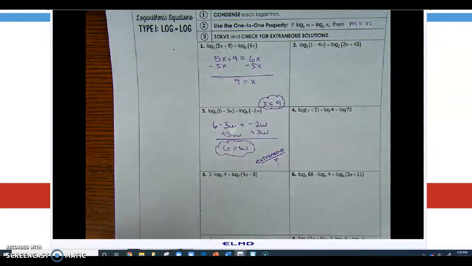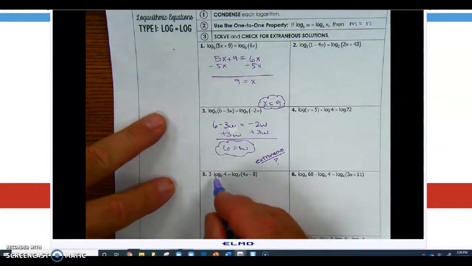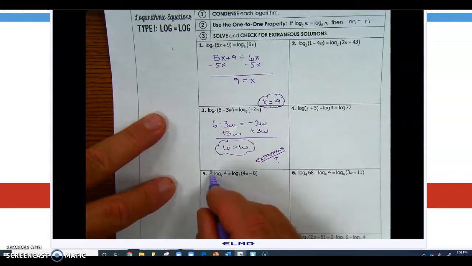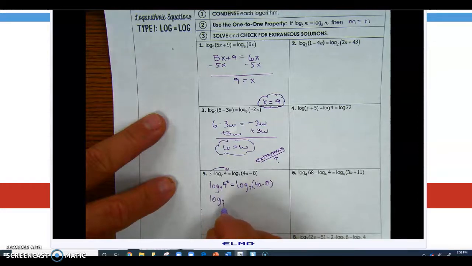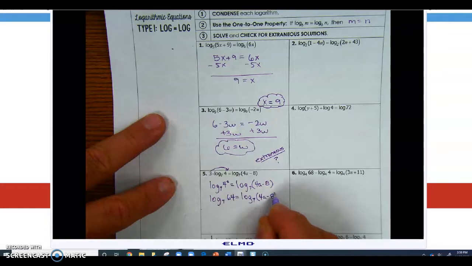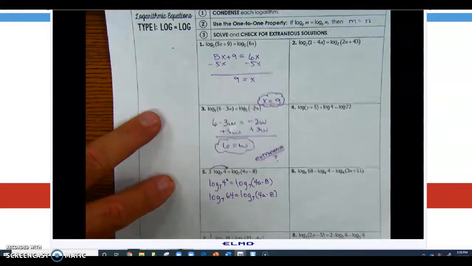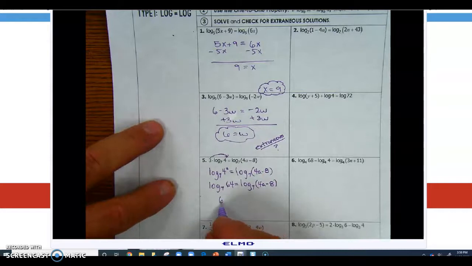Okay? All right. First, I got to condense the left side over here using the power rule. That means to take this 3 up here and write it as 4 to the third power. Log base 7 of 4 to the third power equals log base 7 of 4a minus 8. This is log base 7 of 4 times 4 times 4. I have condensed these logarithms, and now I'm just going to drop the logs. 64 equals 4a minus 8.